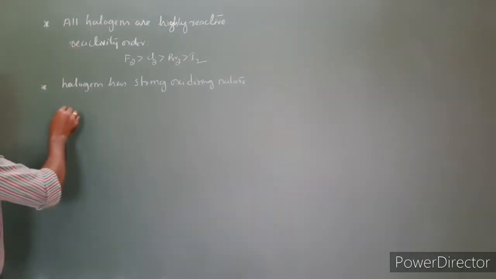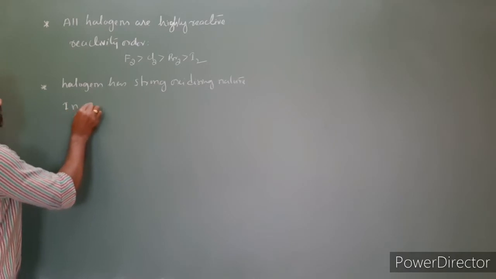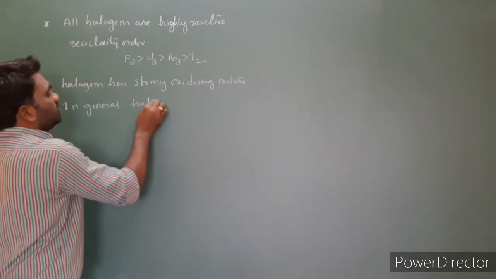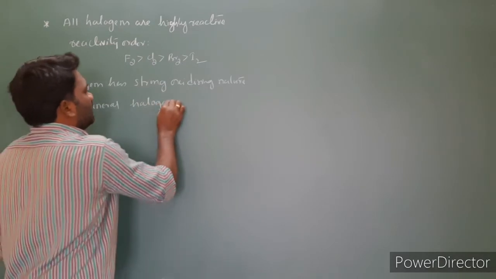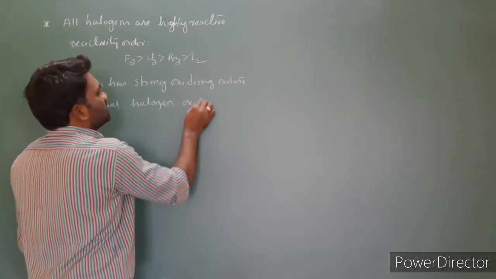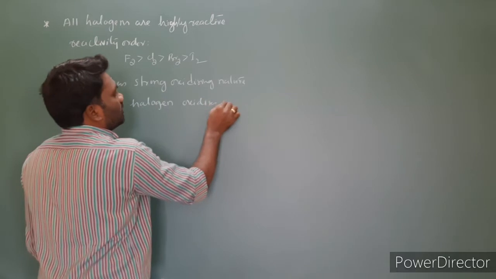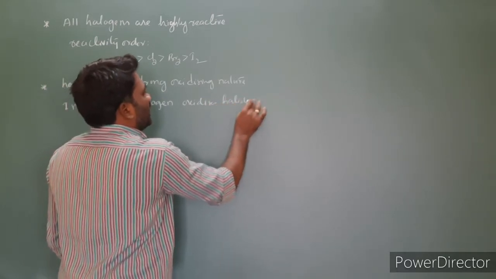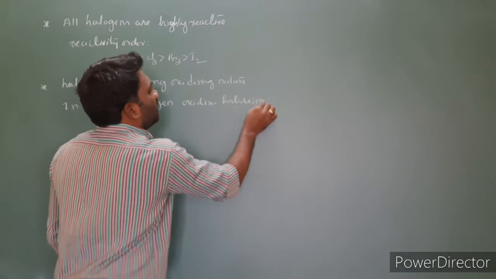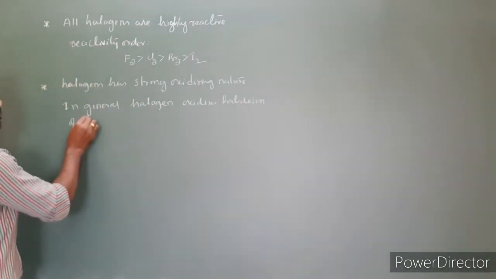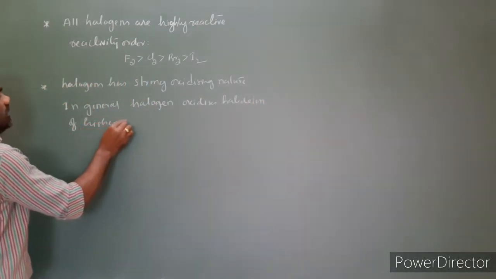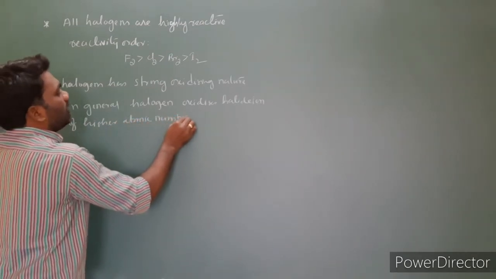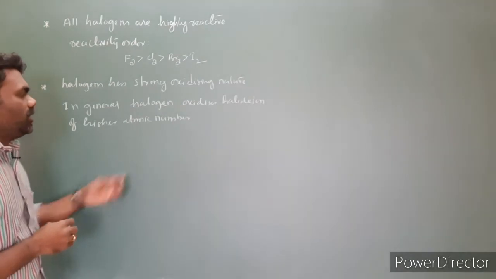Next, in general, a halogen oxidizes a halide ion of higher atomic number.